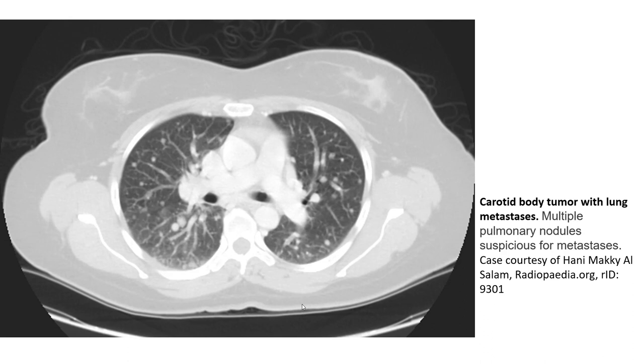And this is the case of carotid body tumor with lung metastasis. What we can see is multiple pulmonary nodules in both lung fields.